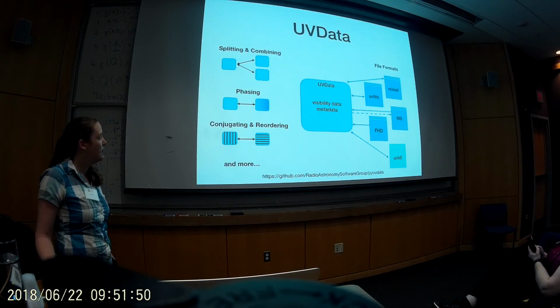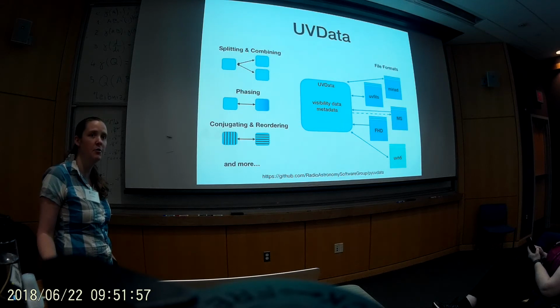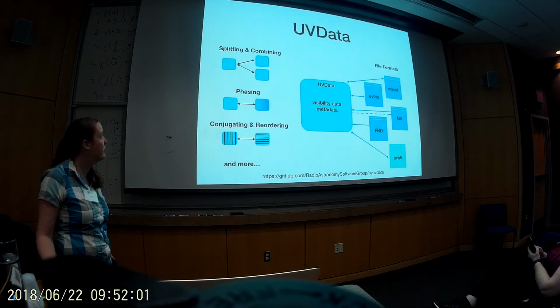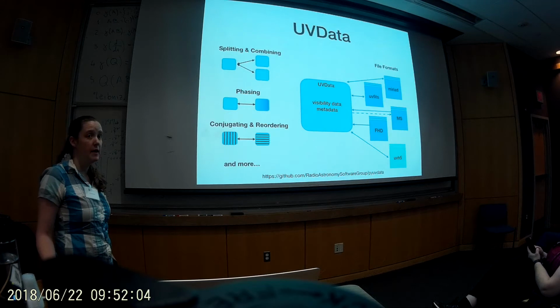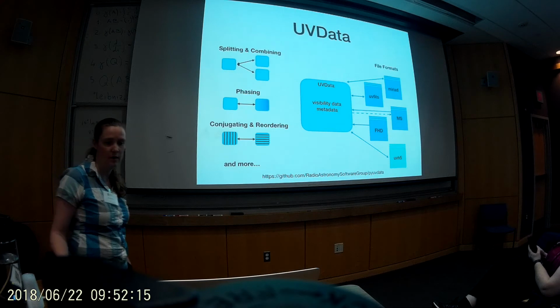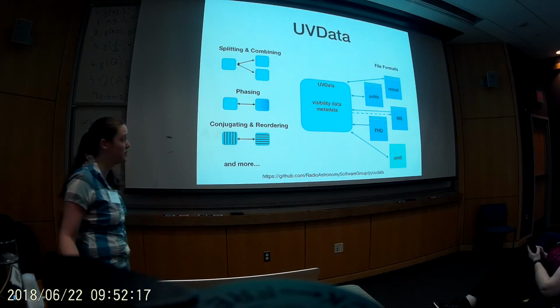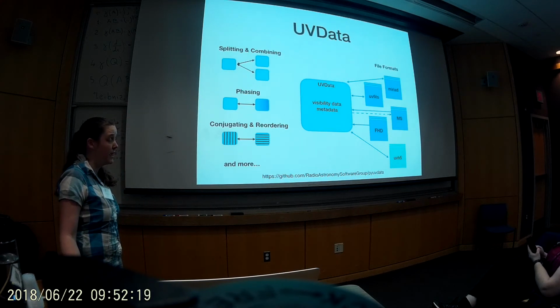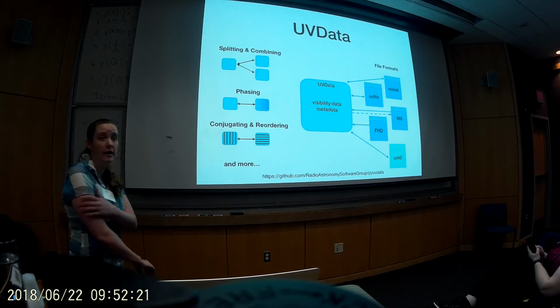It has come to be a lot more than a file converter. By community request, we've implemented a number of useful functionalities. It goes to low level, so for splitting and combining, phasing, conjugating and reordering, basically manipulating the data at a low level, at visibility level, in ways that made it easier for downstream processors to work with it in a number of different ways. There's a lot of other things, some nice functionality for handling large data sets efficiently.